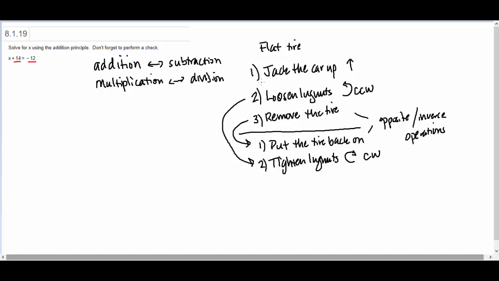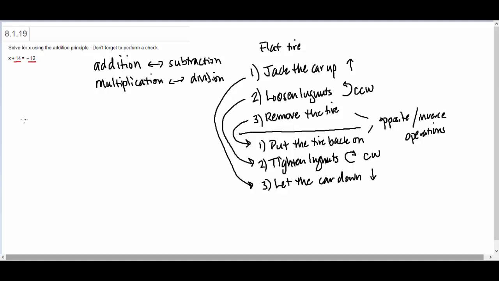And then the final thing we do is we don't jack the car up. The car's already jacked up. To get back on the road, we need to do the opposite of jacking the car up, which is letting the car down off the jack. The car went up, and now the car goes back down. This may seem really simple, but this is the way we approach algebra.